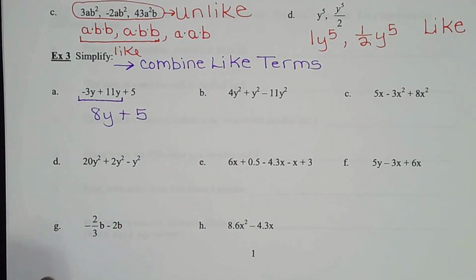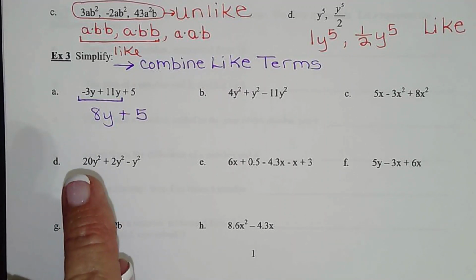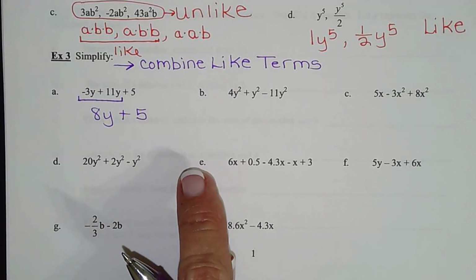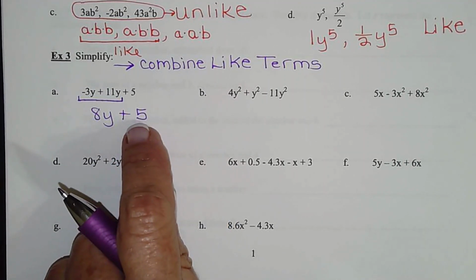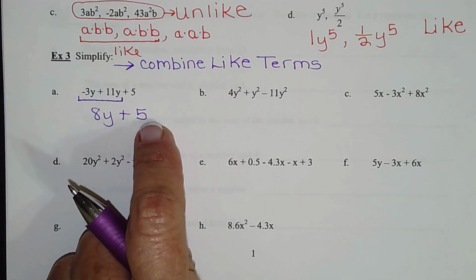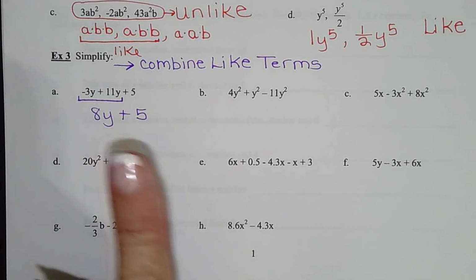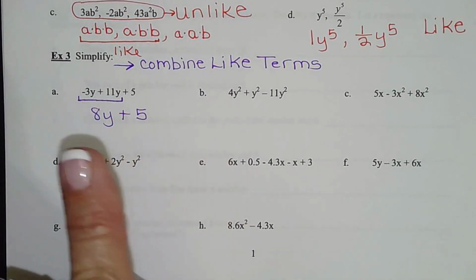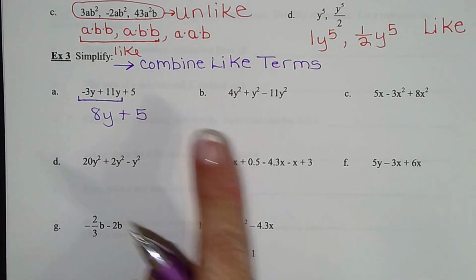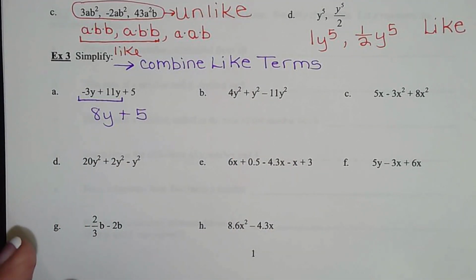And like I said, when you go to write your answers, they should be highest power to lowest power. Constants, the number without a variable, always go last. So make sure your answers are highest power to lowest power, y to the 2nd, y to the 1st, and then constants are always last.